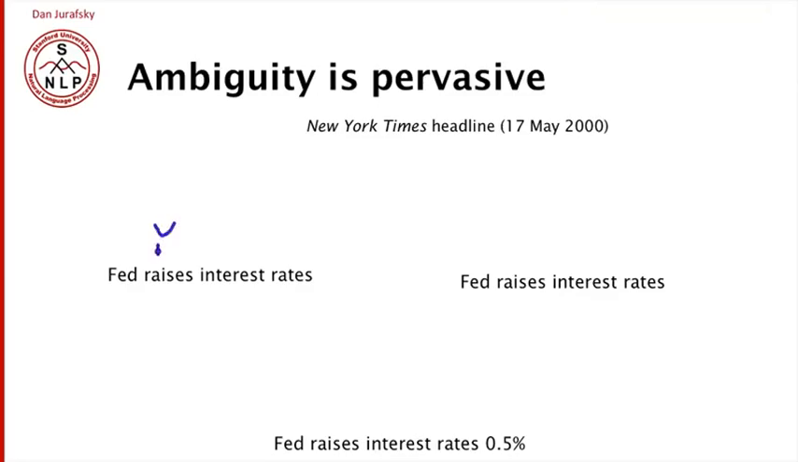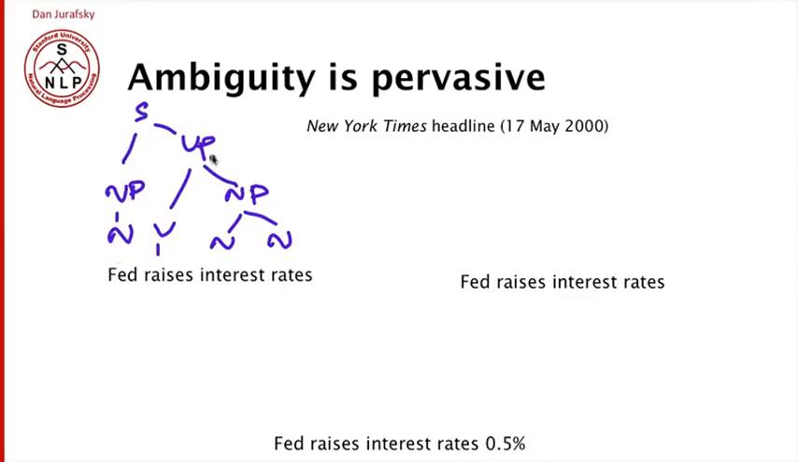I'll write a little parse tree. Raises. What gets raised? A noun phrase. We'll write a little two nouns here, interest rates. And we'll have a verb phrase, so raising interest rates. And then we'll have the Fed, a little noun phrase. And then we'll say this is a sentence that has a noun phrase, Fed, and a verb phrase, raises, and what gets raised is interest rates. So this is called a phrase structure parse. We'll talk about phrase structure later in the course.